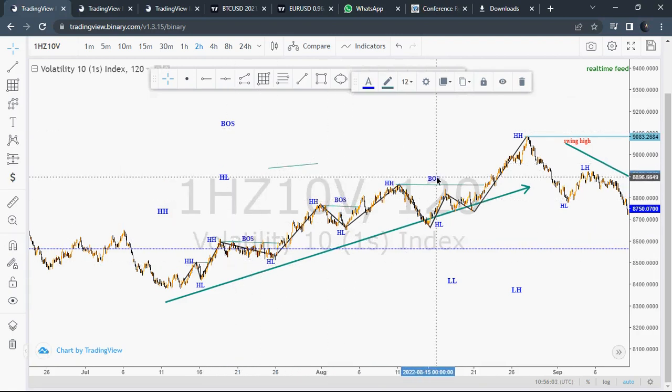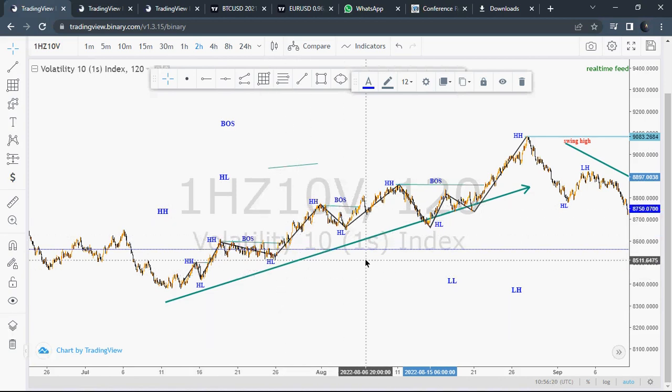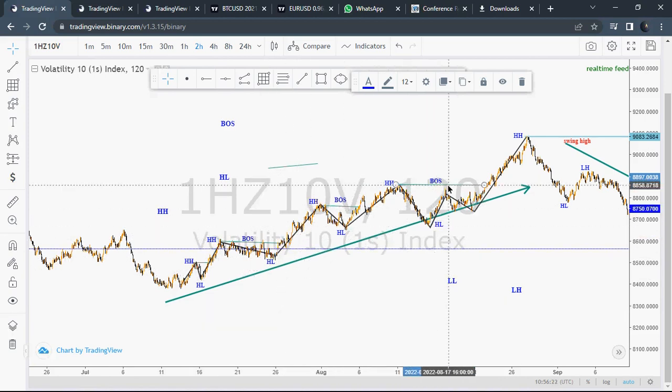And these break of structures help us to know what to do in the market. They help inform us as to where we should be looking to take our trade, where we should be looking to exit the market from, and all that. So this is basically what a market structure will look like in an uptrend. Higher high, higher low, higher high, higher low, higher high. Then break of structure, break of structures.